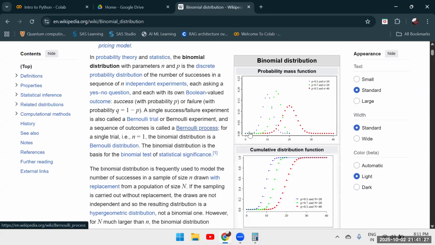You see, they are trying to find out what is the success. You see the probability values they have mentioned here, p equal to 0.5, 0.7. n is the number of trials, p is the probability. So the probability is 0.5 and the number of trials is 20, and they are representing blue, green and red. I'm assuming each one is a different event, and they are trying to say, for each of these events, what is the probability.